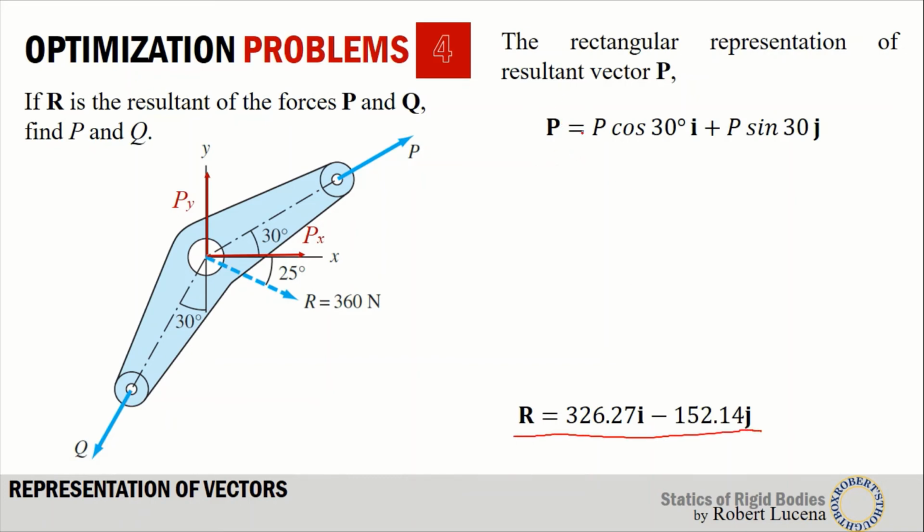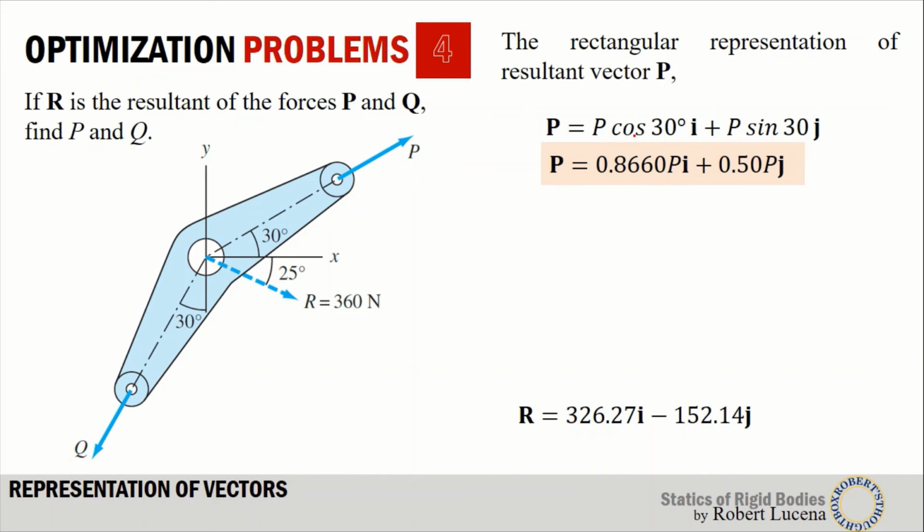Now, let's take a look at vector P. Vector P has two components because this is 2D. So the x component of vector P is P cosine 30 and its y component is P sine 30 from the figure, Py and Px. Simplifying this one, we have vector P is equal to 0.8660 P, the magnitude of P, plus 0.50 P j. That's it for vector P.